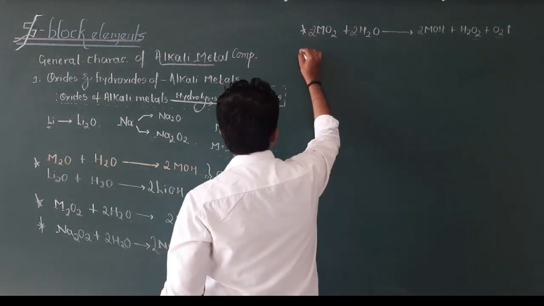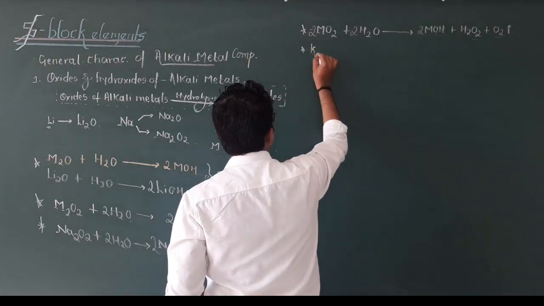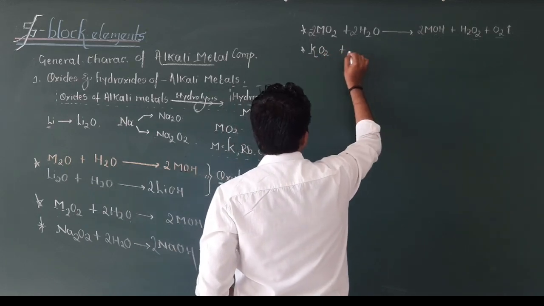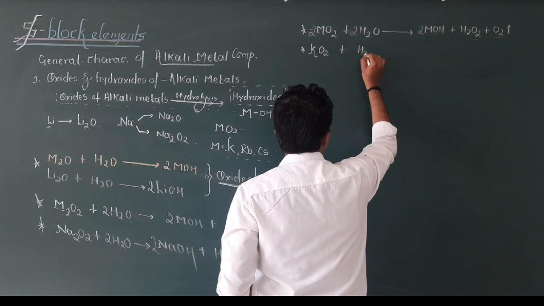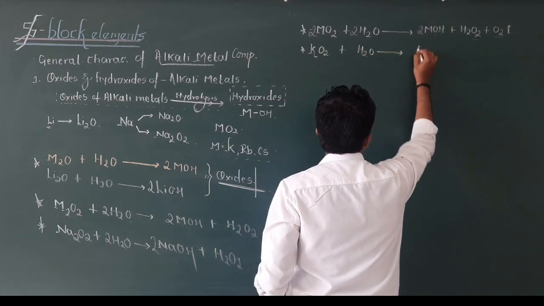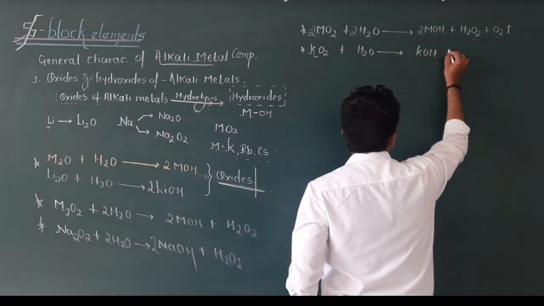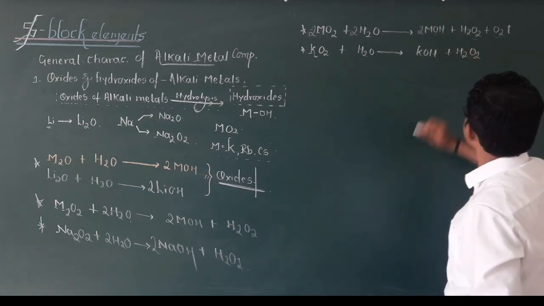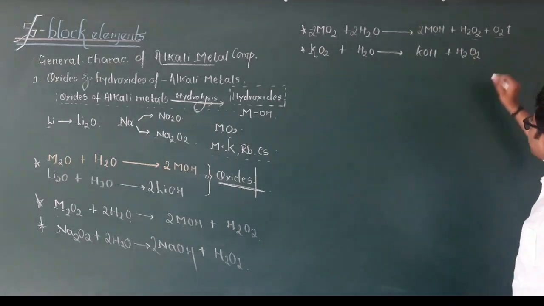Let's take one example: potassium superoxide reacted with water forms potassium hydroxide. Along with this, we have hydrogen peroxide.